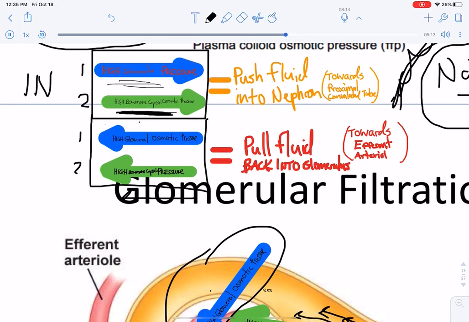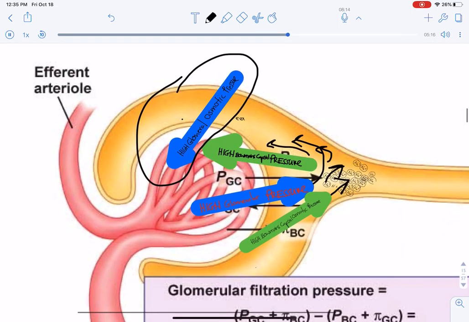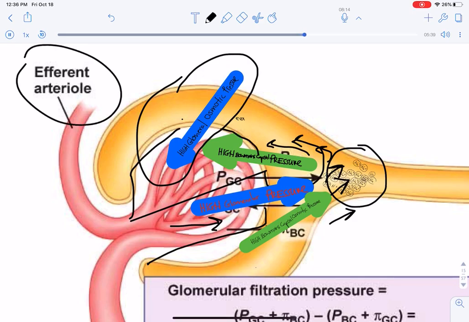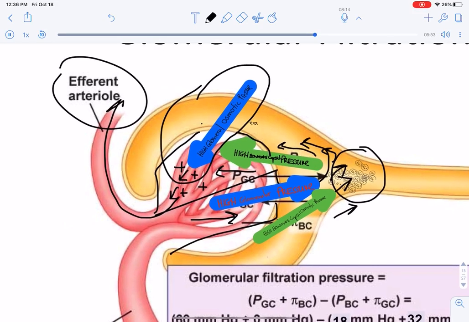So if you look here, you're having high pressure on one side pushing it out into the tubule, and then you're having high osmotic pressure sucking it in. Then on the efferent arterial side, which could be compared to the venule side of the capillary bed, that part has a high glomerular pressure pushing out, and then a high glomerular colloid osmotic pressure sucking it back in, which then takes it to the efferent arterial.